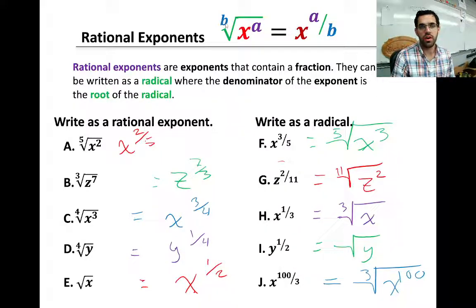If you have the bth root of some radicand x to the power of a, then a is the numerator of your fractional or rational exponent, and the root b is the denominator of that exponent. So we can take some radicals and write them as rational exponents, and we can take rational exponents and write them as radicals. Maybe take a moment, make sure all those examples make sense to you. So I'm going to move on.